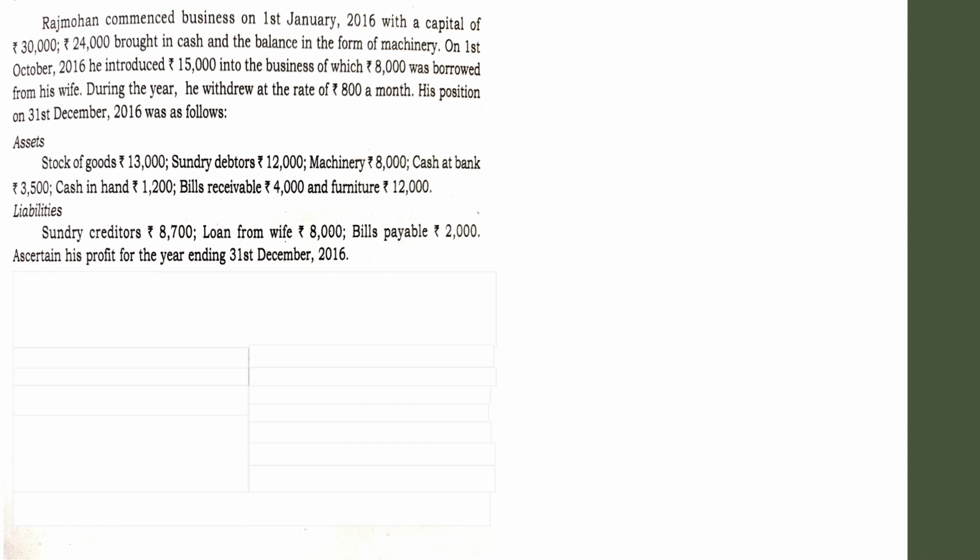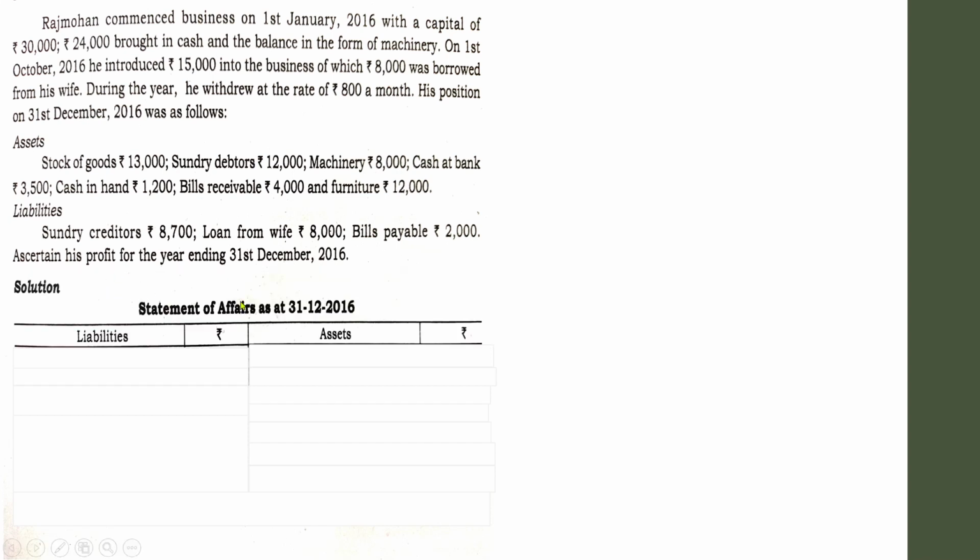So second step, you need to prepare a closing statement of affairs. So let us begin. Closing statement of affairs on 31st/12/2016. It is mentioned here. See, first the opening date is given. If the opening date is 1st January, then the closing date will be 31st December. It is natural, we all know that.